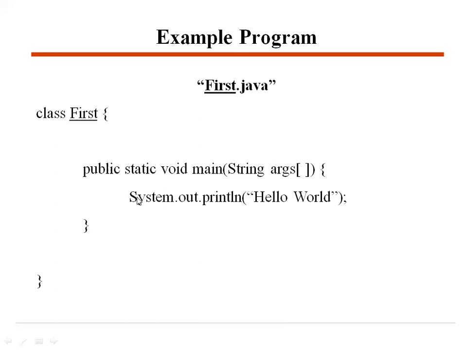This System is a class here, so it should be written with a capital letter. System.out is an object. We'll talk about objects and all those things later.